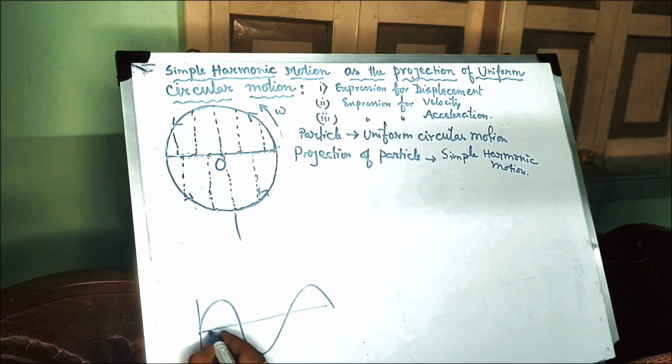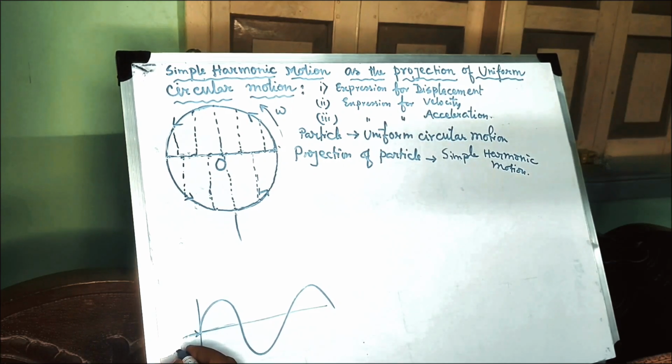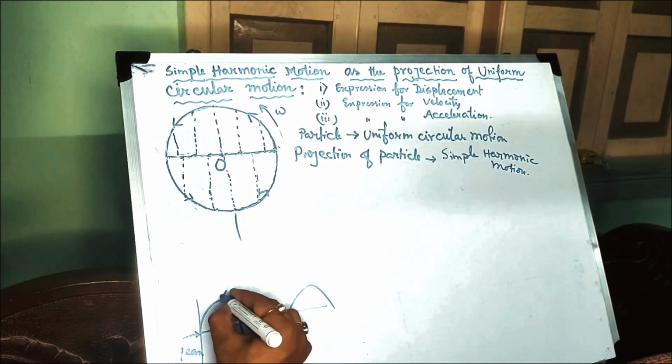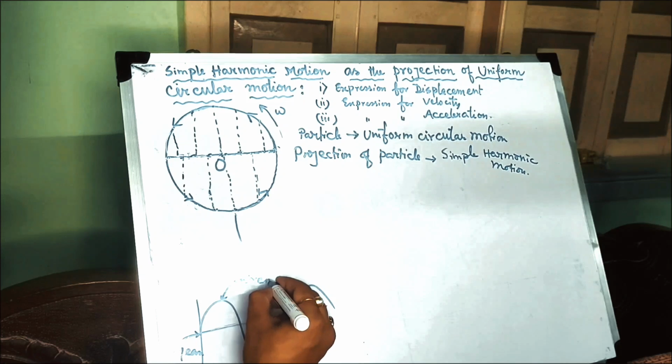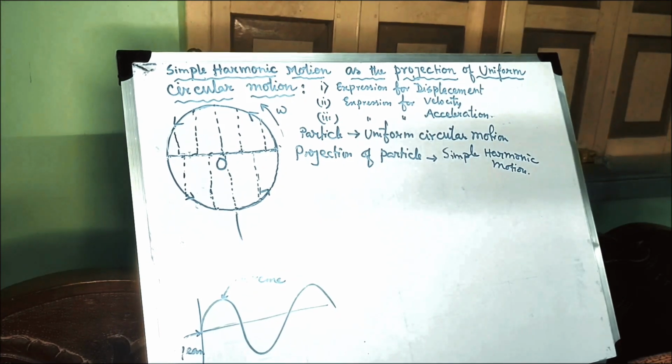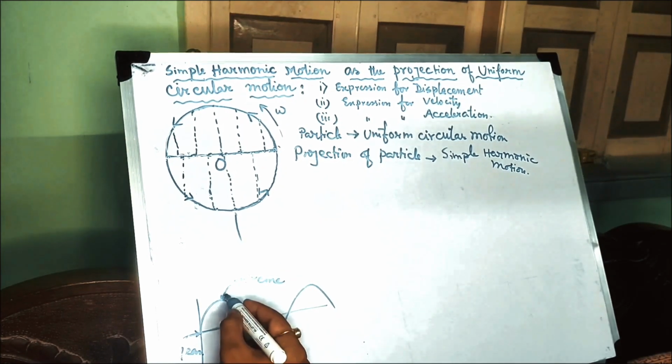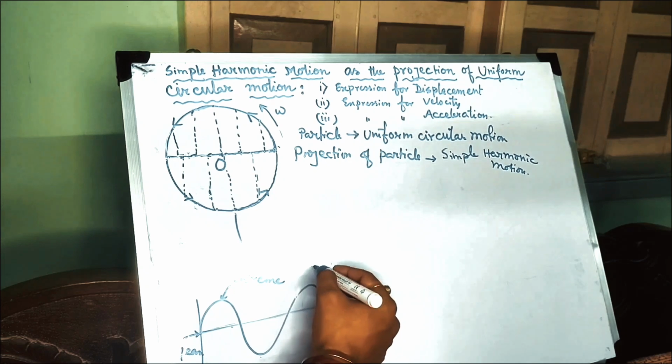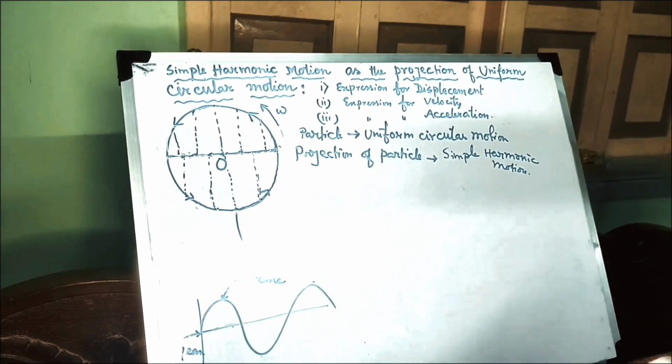So from the mean position, this point is known as the mean position, and this is the extreme position, which is also called the amplitude, you know that. So from the mean position to the extreme position, again zero, again extreme, like this the wave is forming, right?